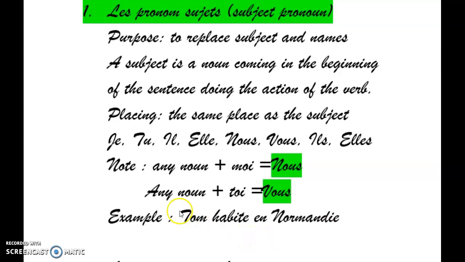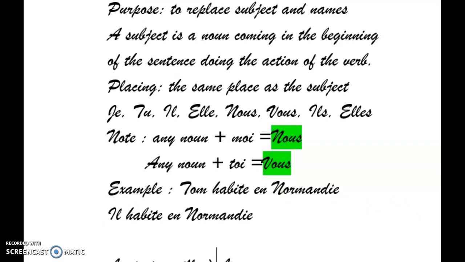So, let us do a few examples. We have Tom habite en Normandie. Tom lives in Normandie. I'll help you with the first one. Tom is the subject. How can we tell this? Because it comes at the beginning of the sentence doing the action of the verb. So how will we replace this? We will replace this with il, and this will come in the same place where Tom is, because that's the placing. And then we type the rest of the sentence.